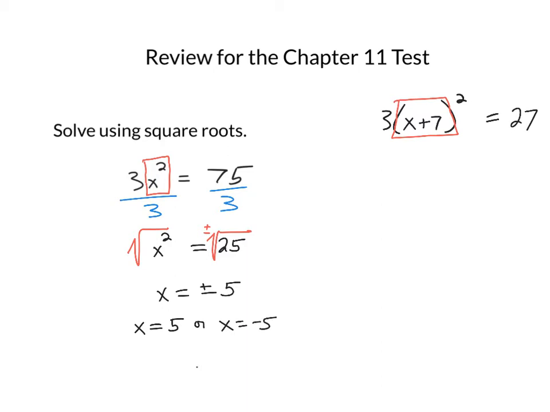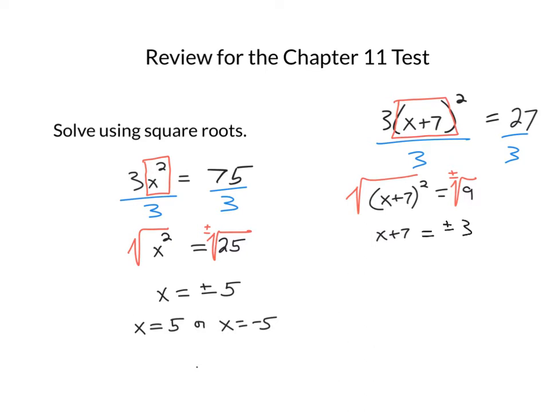Now I'm going to finish this one over here to the right just so that you can see how that one works out as well. I'm going to divide by 3, and I get x plus 7, quantity squared, equals 9. When I take the square root of both sides, I am going to remember my plus or minus, and I get x plus 7 because the square and the square root undo each other, so all that's left is what was underneath. And then on the right side, I get plus or minus 3.